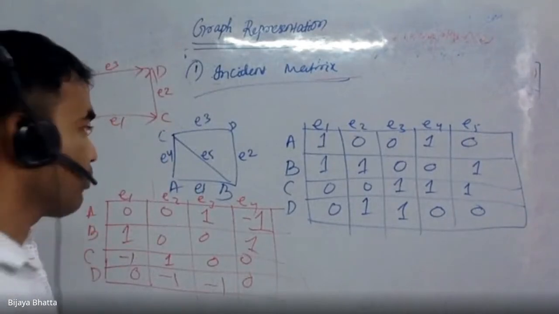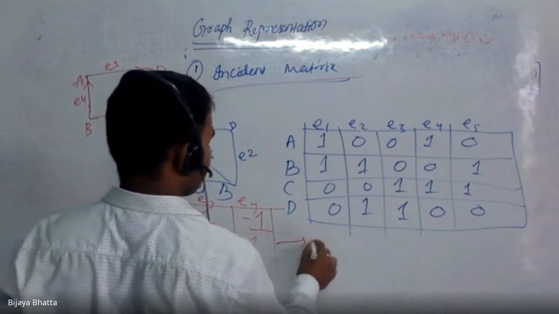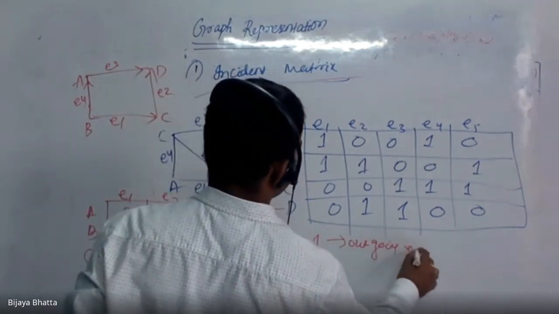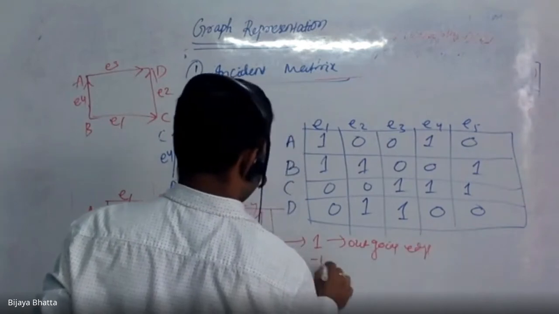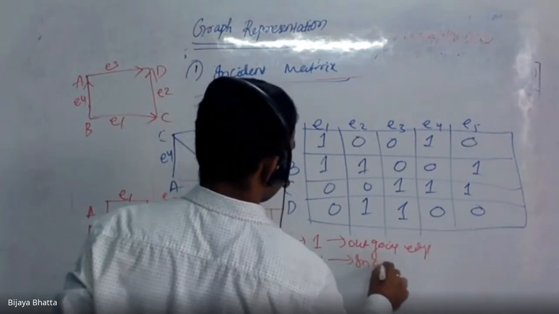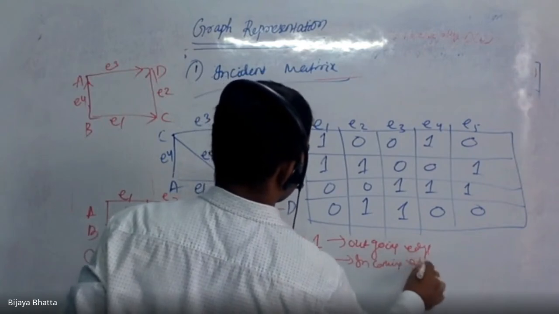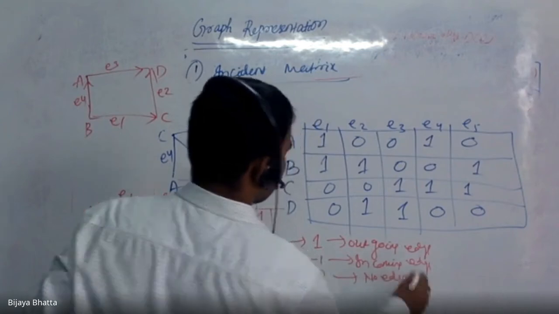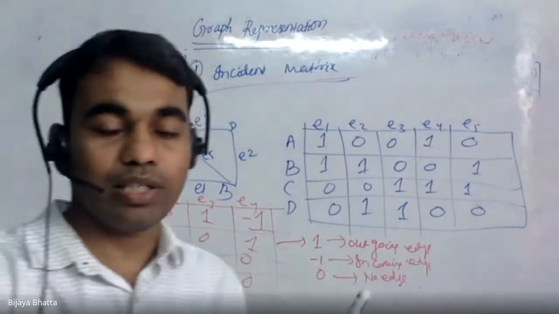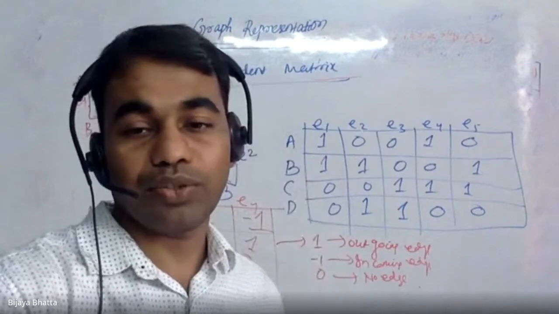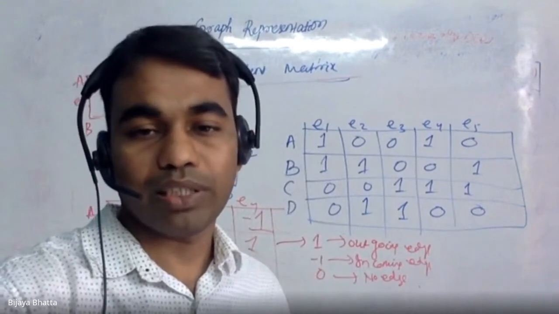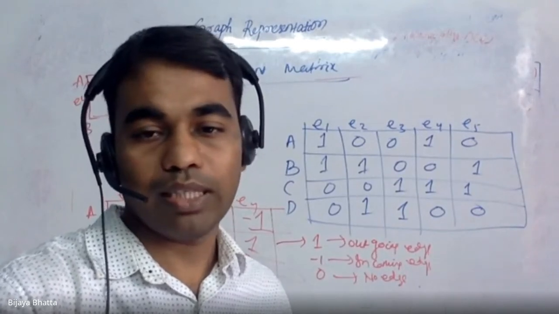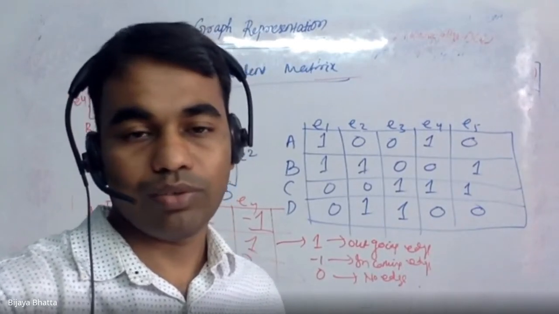So basically what are these values? 1 means outgoing edge, -1 means incoming edge, 0 means no edge. So in short, these are the three things that it is going to represent, right? So that is what it is all about.